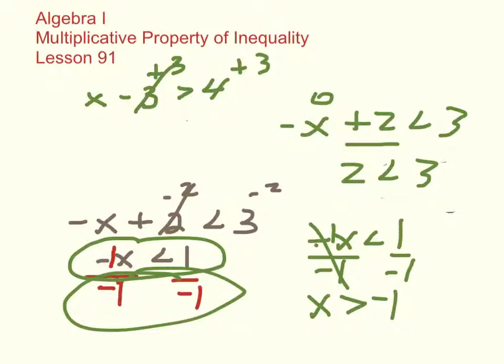So the rule on this is that whenever you multiply or divide both sides of an inequality by a negative number, we got to switch the sign. So let's keep that in mind as we do these examples.